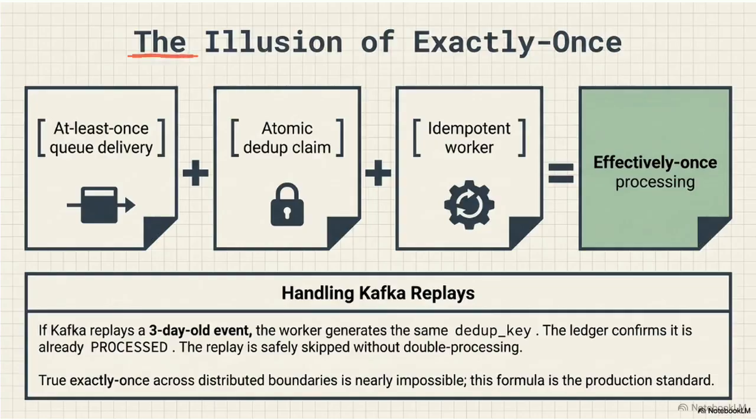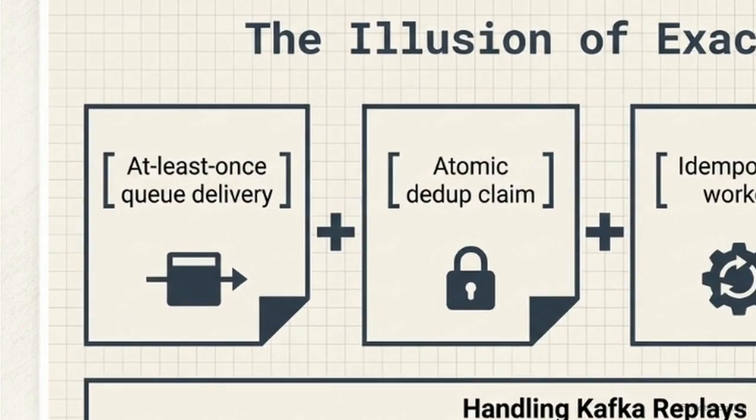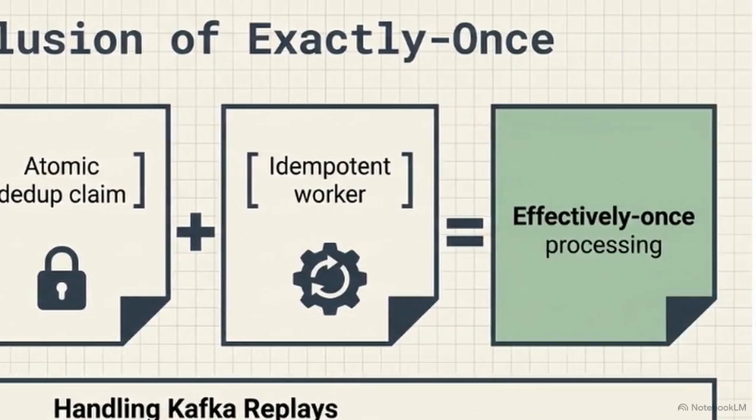This equation breaks down the reality of exactly once processing. True exactly once delivery across distributed networks is nearly impossible. Instead, the production standard combines an at-least once queue, an atomic deduplication claim, and an idempotent worker to achieve what we call effectively once processing.